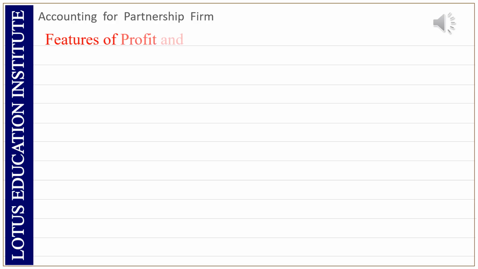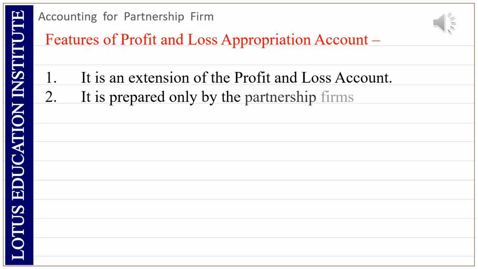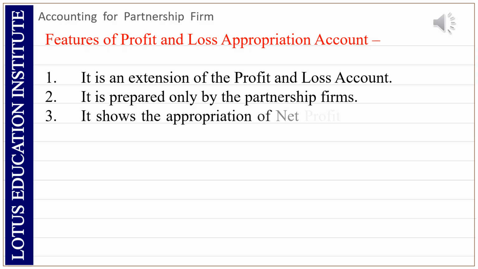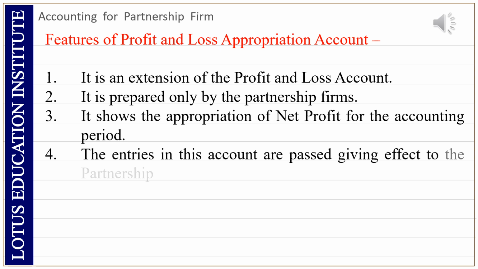Features of profit and loss appropriation account. 1. It is an extension of the profit and loss account. 2. It is prepared only by the partnership firms. 3. It shows the appropriation of net profit for the accounting period. 4. The entries in this account are passed, giving effect to the partnership deed and/or the Indian Partnership Act, 1932.